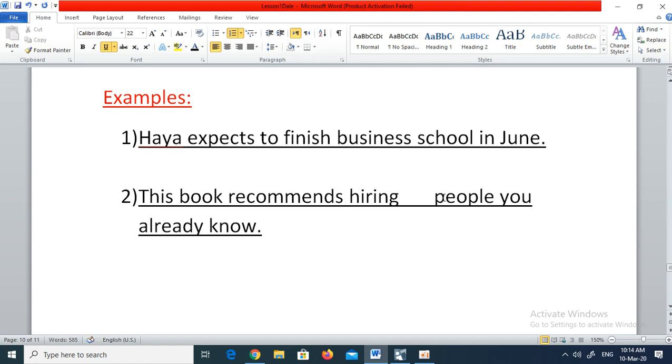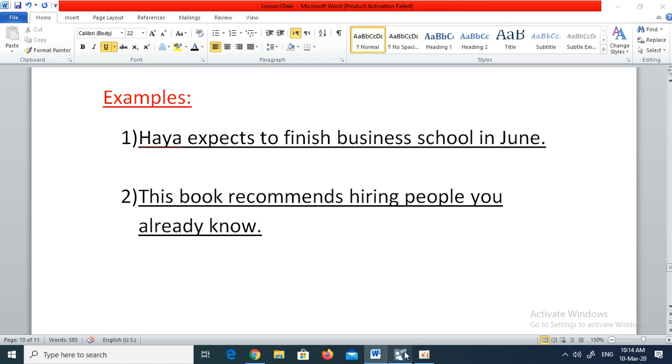It cannot be to hire, because if we use to hire, that is the infinitive, but recommends takes the gerund, not the infinitive. All right, so the way you do this exercise, you must look in each sentence at the main verb or the adjective, for instance, difficult, and you must then say whether it takes a gerund or whether it takes an infinitive.